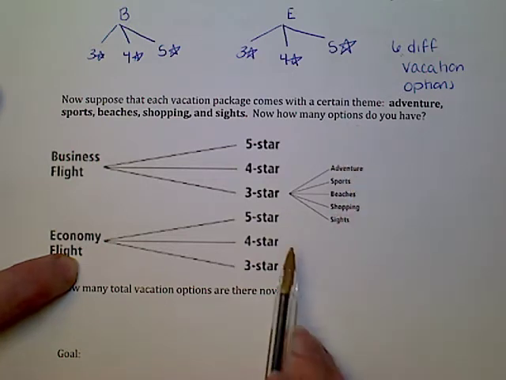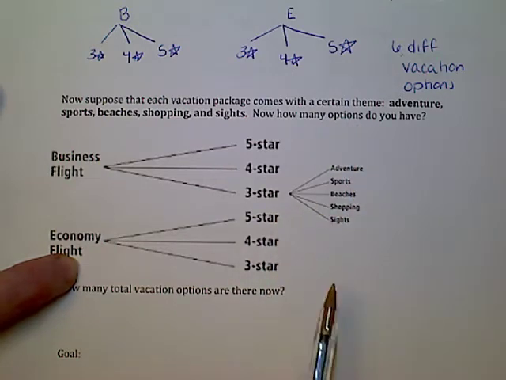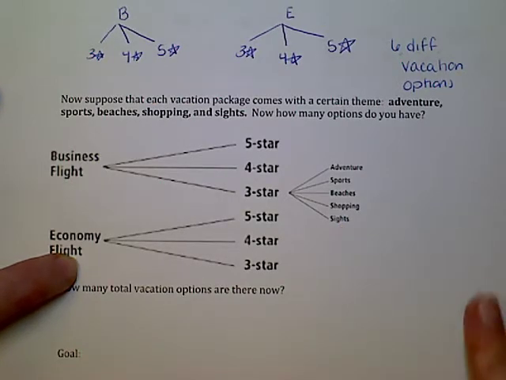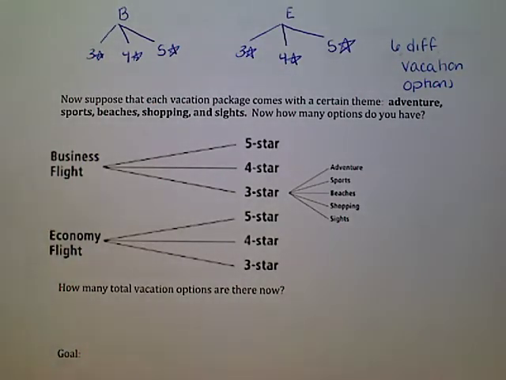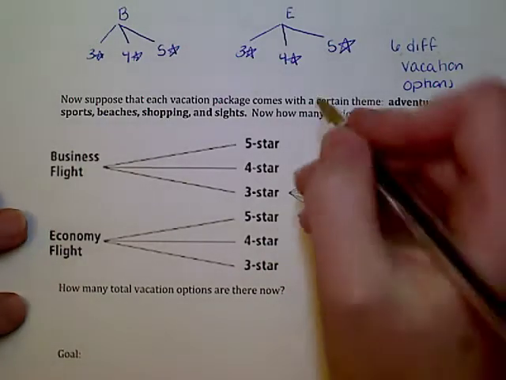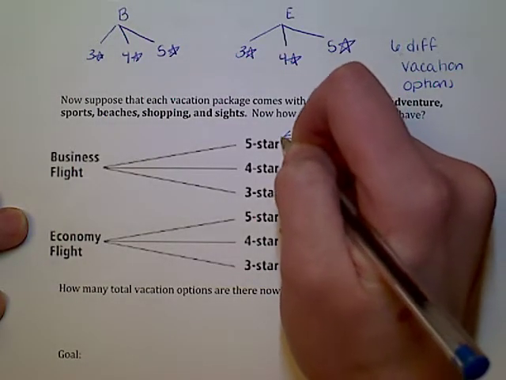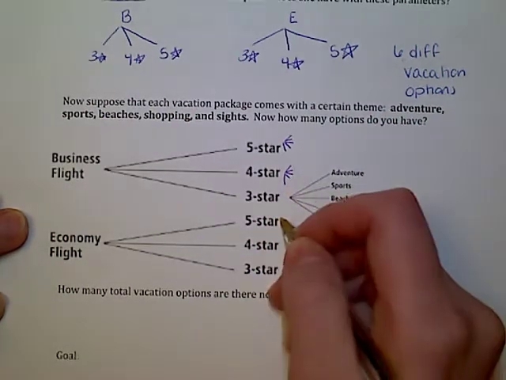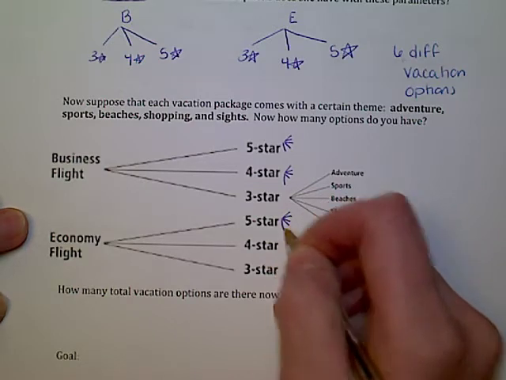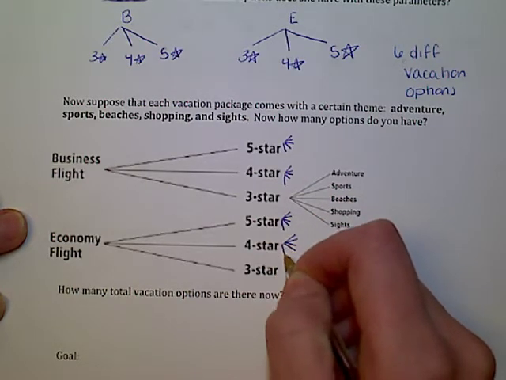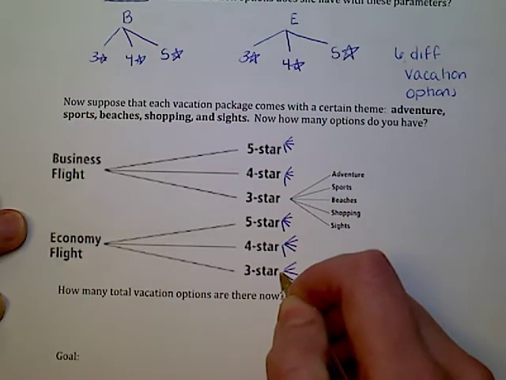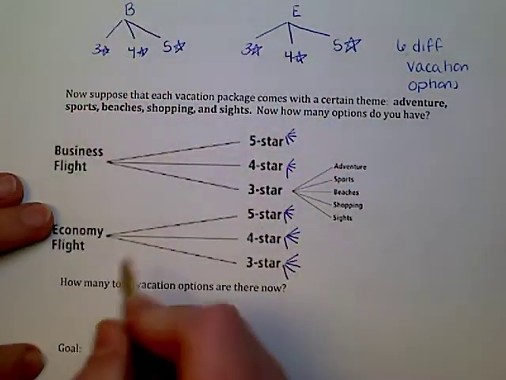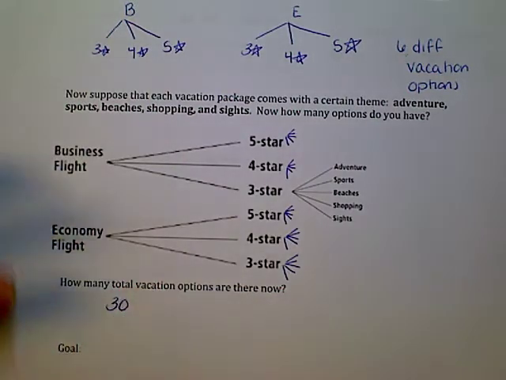Now, I didn't draw each of the 5 options off of each of the stars. You can imagine that it would get very crowded in here, and we'd have lots of options. But you can probably visualize in your head what it would look like. You would have 5 more options off that star, 5 more options off of this star, 5 more options here, 5 more options here, 5 more options here. And so we have 5, 10, 15, 20, 25, 30 vacation options.